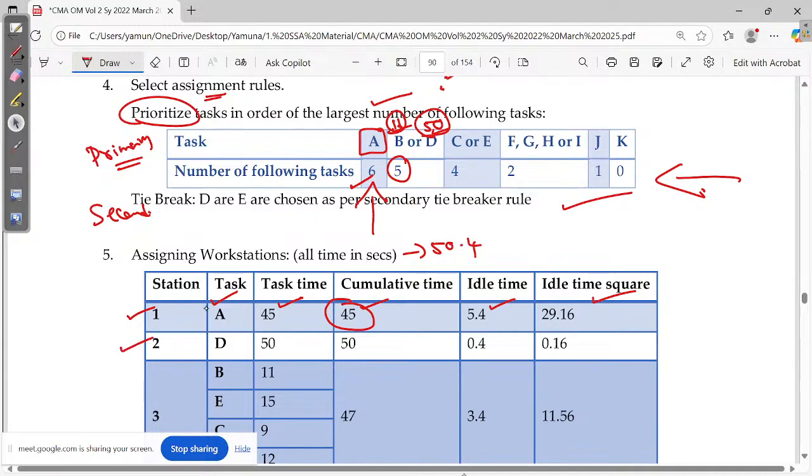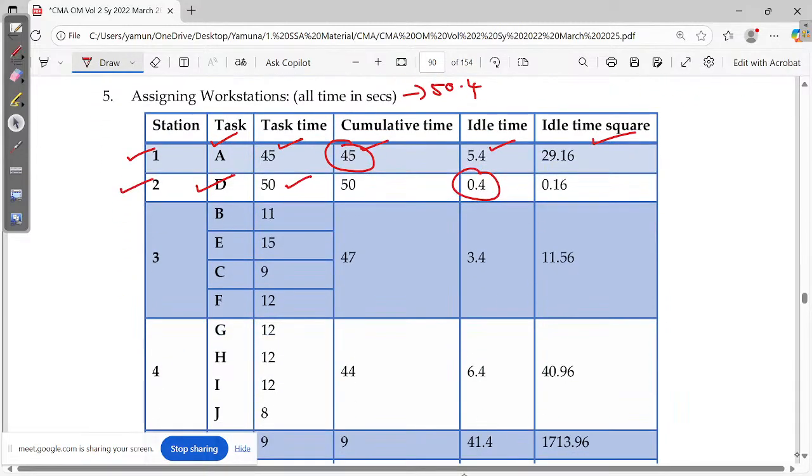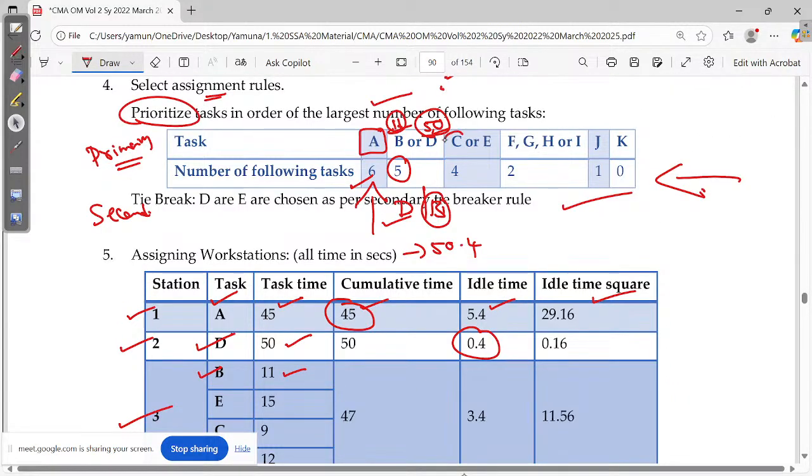Then this idle time squared is used to find the smoothness index. Then I'll go for the second station. With the help of the tiebreaker, we have D first, then B. If I assign D in the workstation, how long is it taking? 50 seconds. That one job itself is taking 50 seconds, so ultimately I have 0.4 seconds remaining. So I have to close station 2 with D. Then I'll go for station 3. When I go for C, it is 20.